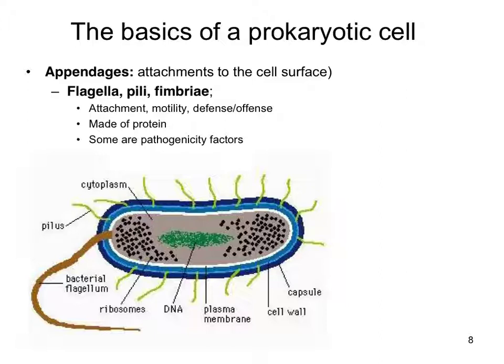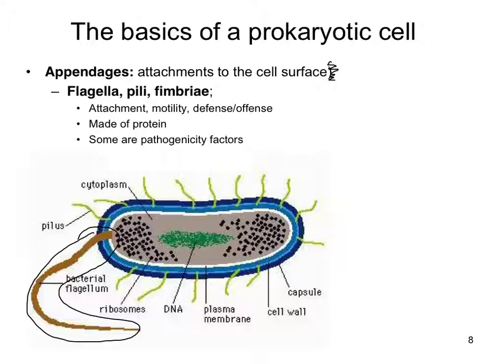If we start from the outside in, let's have a category and let's call it appendages. These would be attachments to the cell's surface. The types of attachments to the cell's surface that bacteria have are flagella, pili, and fimbriae. The flagellum is shown here. Okay, it's that long kind of brown structure. The colors are sort of meaningless in this context. They're just for making the cartoon pretty and easier to distinguish one part from another.